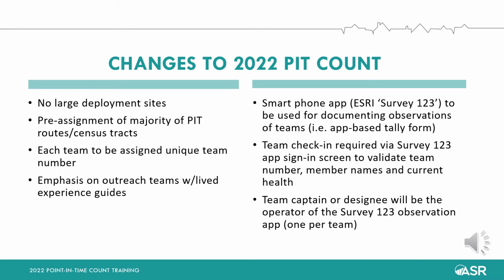There are many changes to the methodology in order for us to conduct a PIT count in the midst of a pandemic. These changes are all designed to ensure the safety of all participants in the count. They include no large deployment sites, pre-assignment of the majority of PIT routes or census tracts, emphasis on outreach teams with lived experience guides, the inclusion of the smartphone app Survey123 to be used for documenting observations of the team, and the team captain or designee will be the operator of the Survey123 observation app.